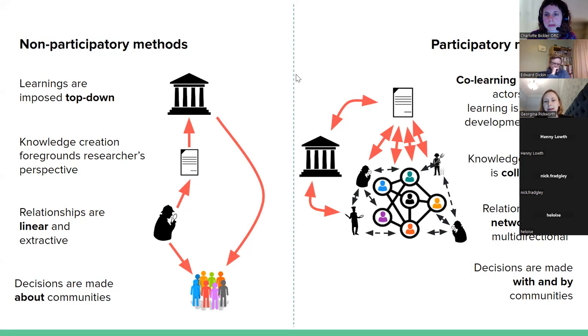Participatory methods, by contrast, see learning as part of the development process, and every agent within the system benefits from learning from one another. So the relationships in the system are more networked. So they're less linear and extractive, they're more networked and multidirectional. And the knowledge that's created emerges from those bidirectional relationships. And the decisions that are made about communities are made by communities.